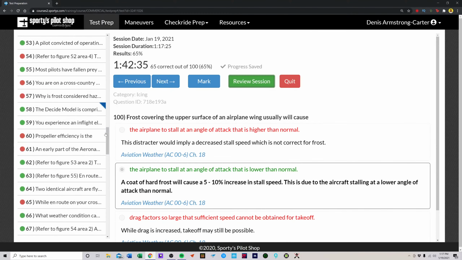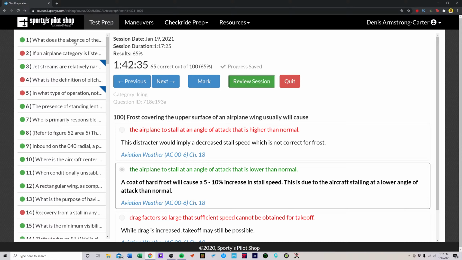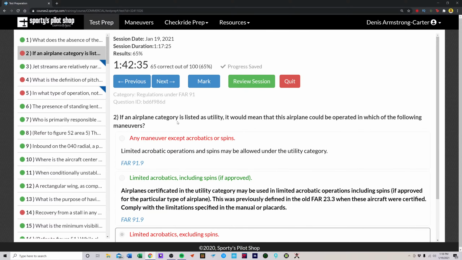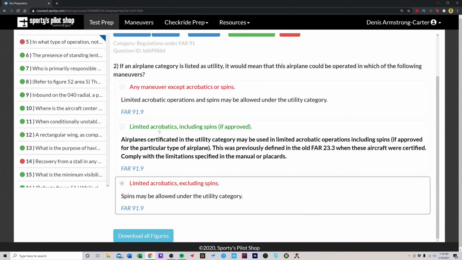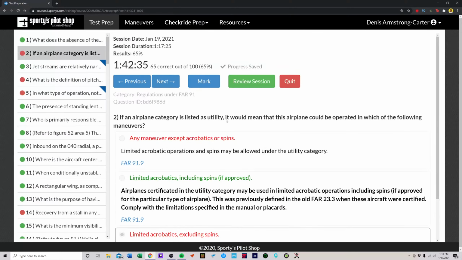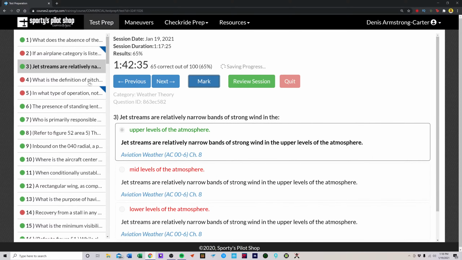Let's review the questions. Let's see what we got wrong here. Alright. First one. If an airplane category is listed as utility, so this is another memorization one, it would mean that this airplane could be operated in which of the following maneuvers? Limited acrobatics including spins if approved. Alrighty. I'll have to remember that one. So I got this one right, so we can mark that one.